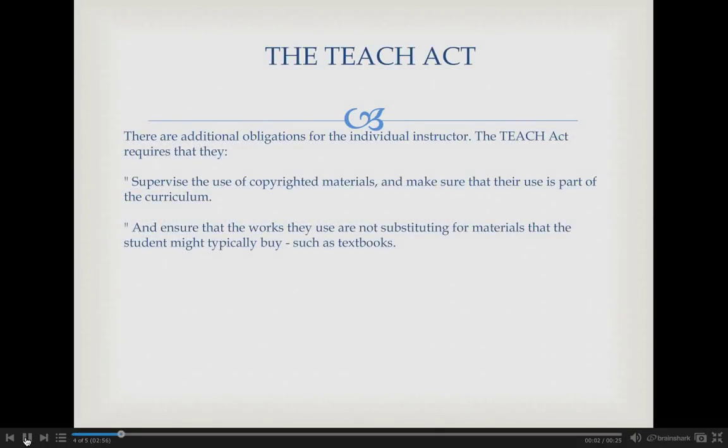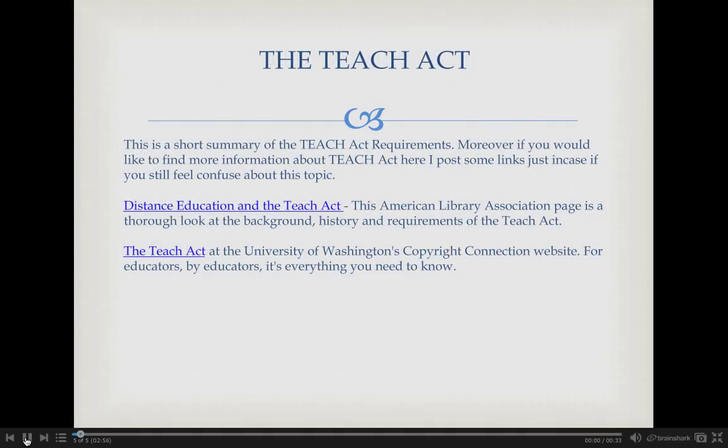These are additional obligations for individual instructors. The Teach Act requires that they supervise the use of the copyrighted material to make sure that the use is part of the curriculum, and ensure that the work they use is not a substitute for the materials that students might typically buy, such as textbooks. This is a short summary of the Teach Act requirements.